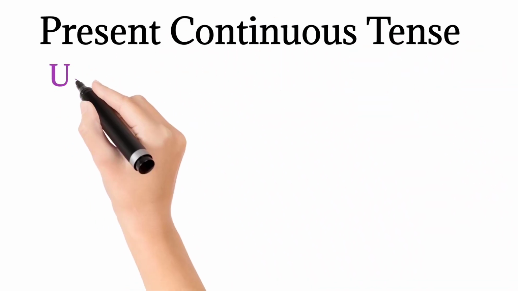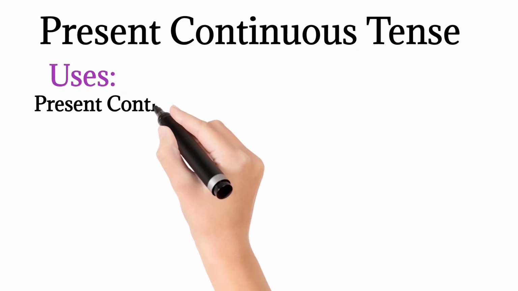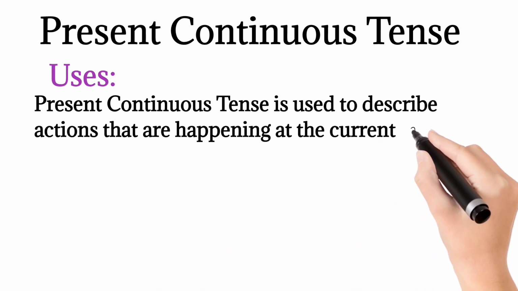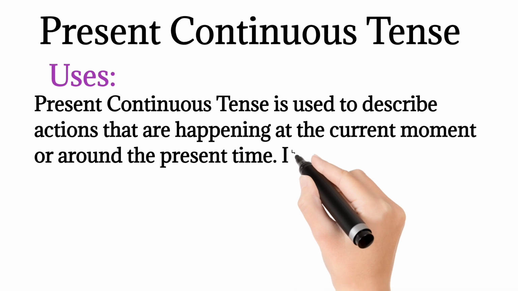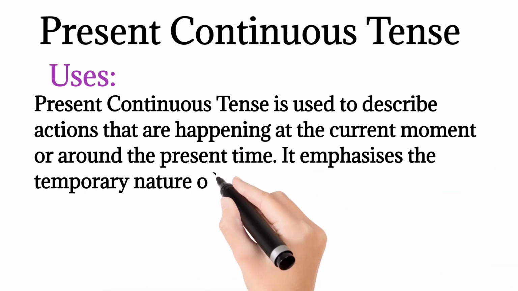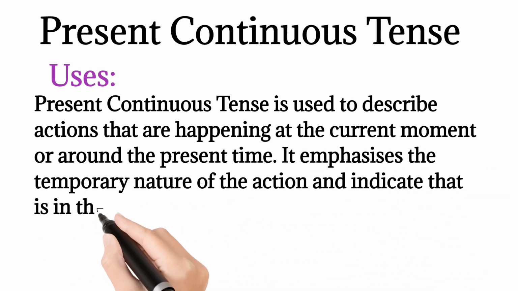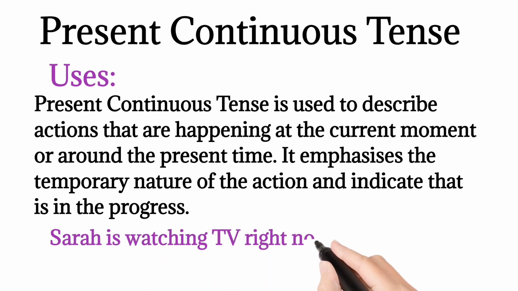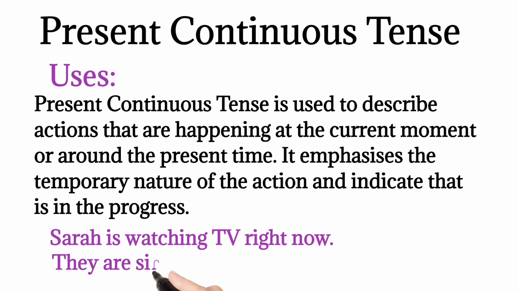Present continuous tense. Uses. Present continuous tense is used to describe actions that are happening at the current moment or around the present time. It emphasizes the temporary nature of the action and indicates that it is in progress. For example, they are singing a song.